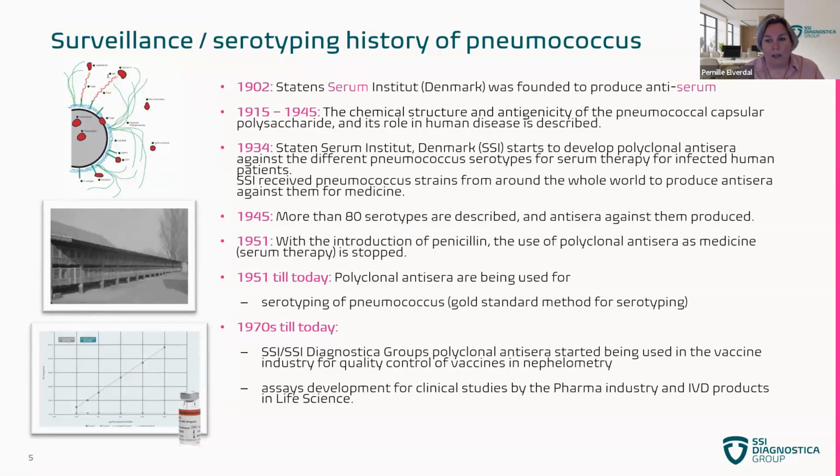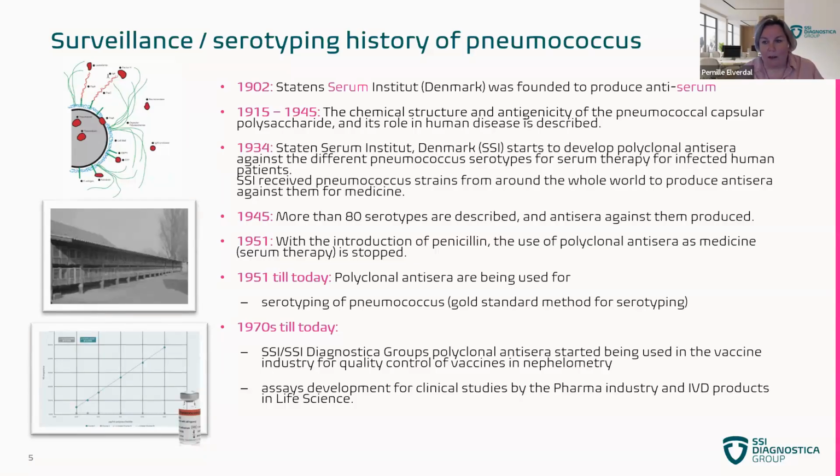In 1934, State Serum Institute started developing monoclonal antisera against the different pneumococcus serotypes, and it was used for serum therapy for infected humans. Because they were producing these antisera for treatment of patients, they received pneumococcus strains from around the whole world to produce these antisera, so they could ship them out to the countries, which could also use them as medicine against pneumococcus. And by 1945, more than 80 serotypes had been described within pneumococcus, and antisera was raised against them.